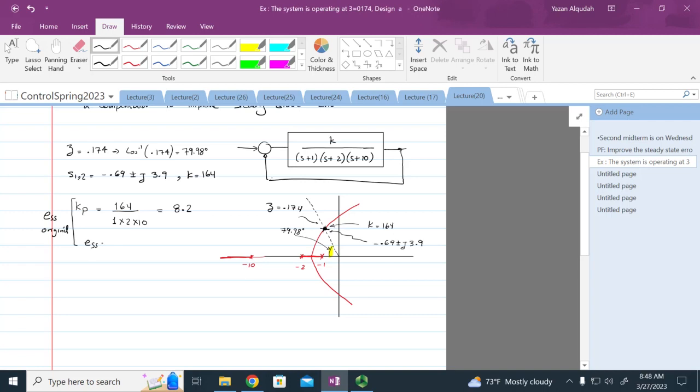Therefore the steady state error is going to equal 1 over 1 plus Kp, which is 1 over 1 plus 8.2, which equals 0.108. What is the steady state error with the compensator?